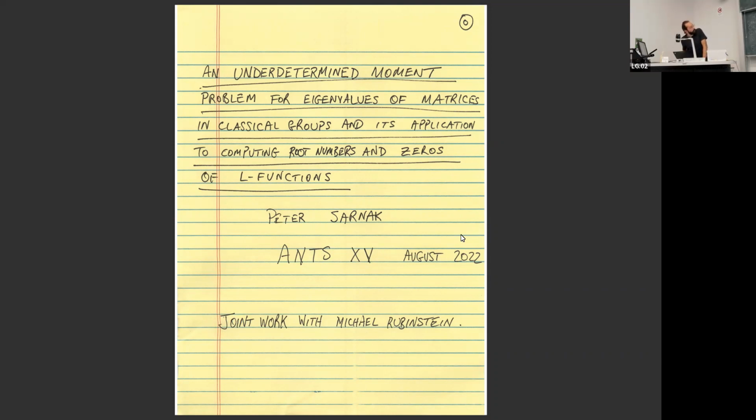So it is my pleasure to introduce Peter Sarnak's lecture, which is joint work with Michael Rubinstein, and the title is An Underdetermined Moment Problem for Eigenvalues of Matrices in Classical Groups and its application to computing root numbers and zeros of L-functions.